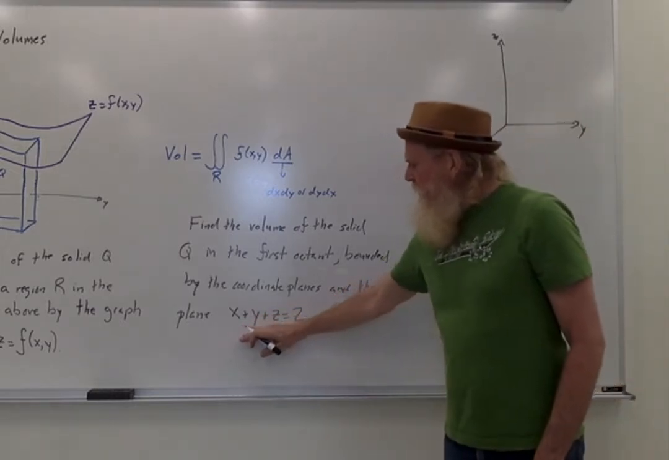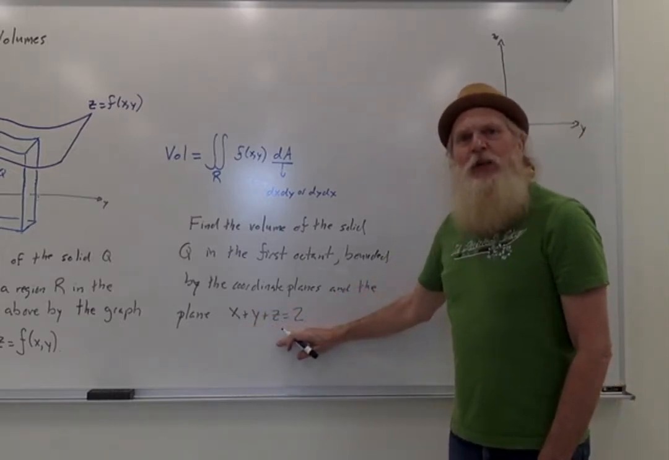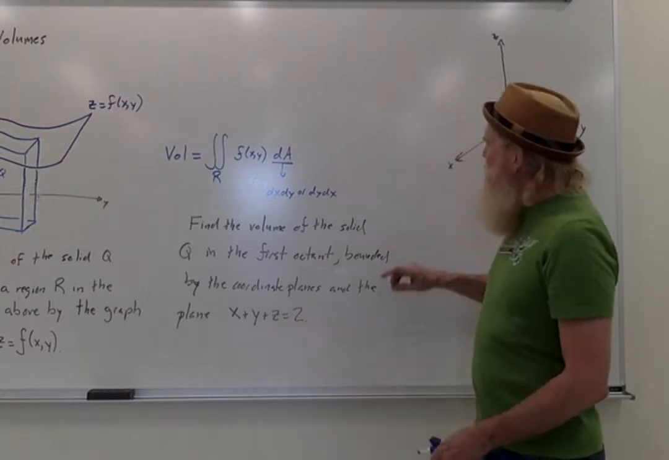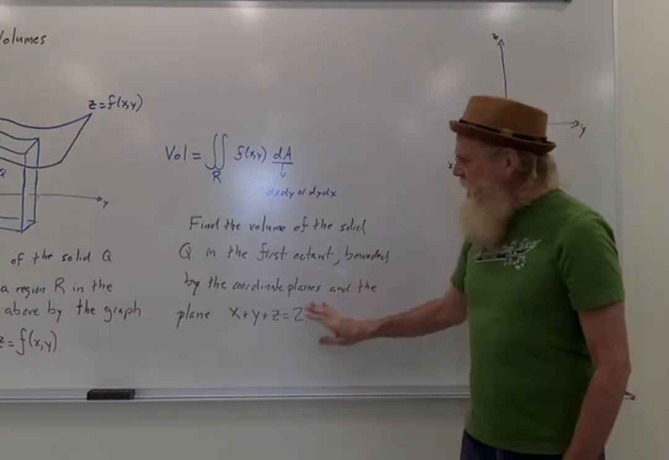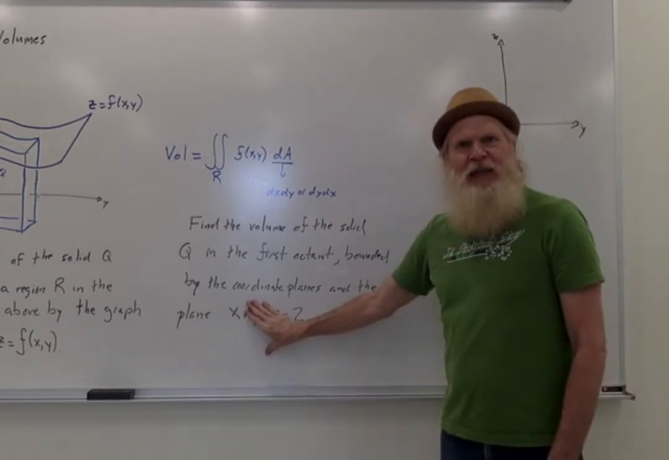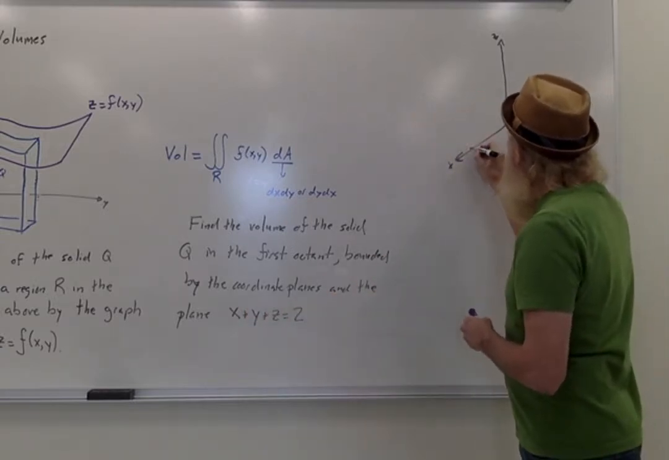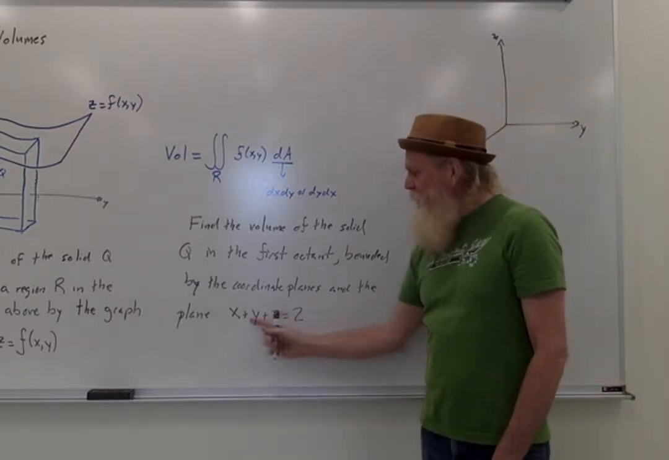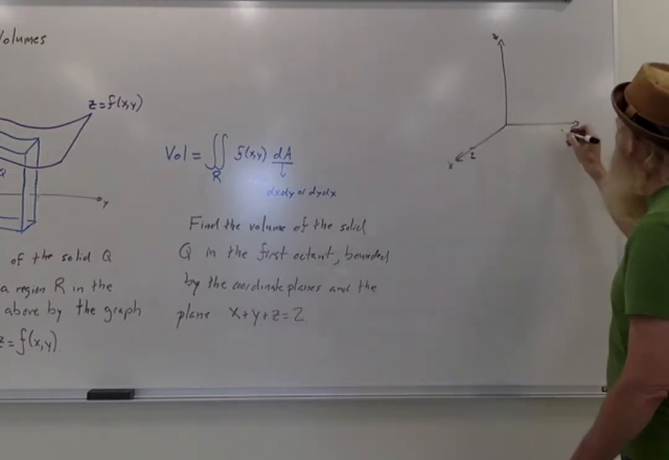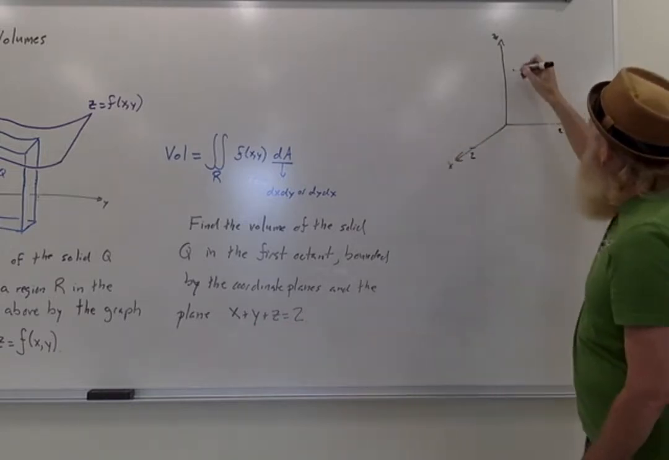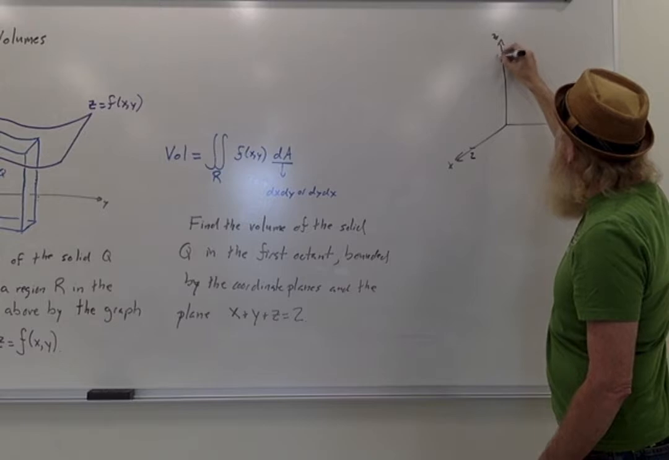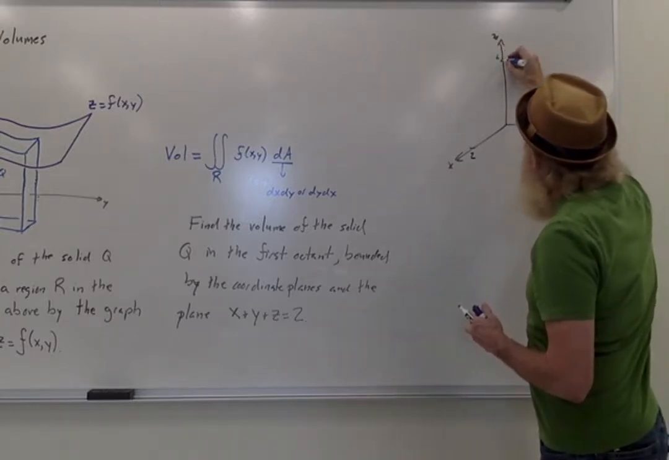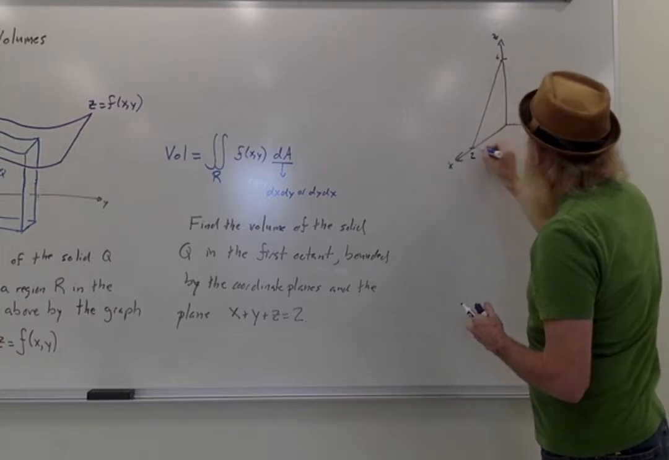Now x plus y plus z equals 2 is a plane. Let's find out where this plane intersects the positive x, y, and z axes. To find out where it crosses the x-axis, I set y and z equal to 0, and I get x equals 2. To find where it crosses the y-axis, I set x and z equal to 0 to get y equals 2. And you can see that it crosses the z-axis at 2 as well. So since this is a plane, it will cut each of the coordinate planes in straight lines.